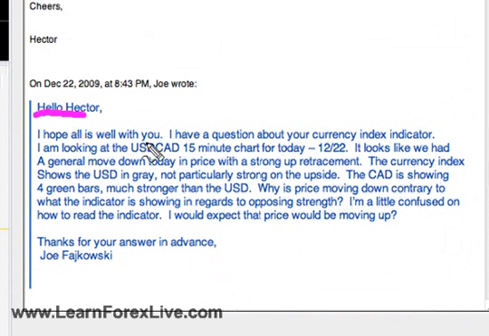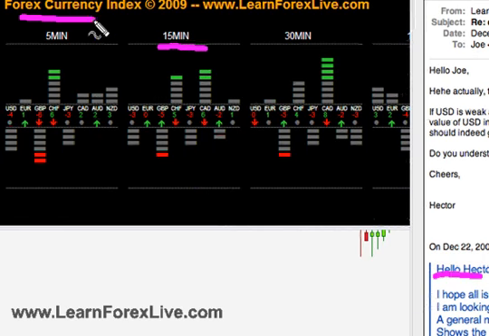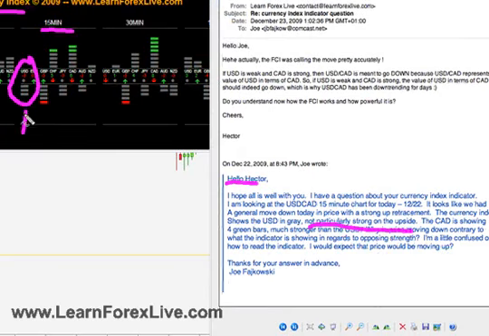Hello Hector, I hope all is well with you. I have a question about the currency index indicator. I'm looking at the USD Canadian dollar, the American dollar against the Canadian dollar, on the 15-minute chart. It looks like we had a general move down today in price with a strong up retracement. The currency index shows USD in gray on the 15 minutes time frame. The American dollar is indeed in gray, correct? Not particularly strong on the upside. Indeed, it's actually showing minus 3 points of weakness.